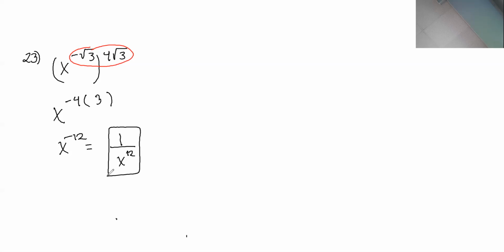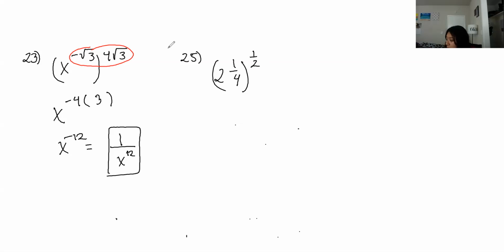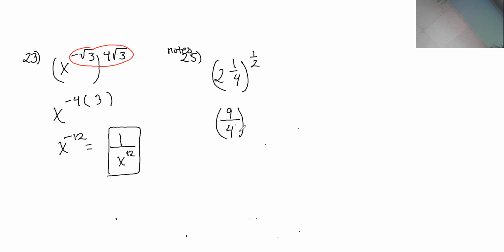Okay, I'm gonna leave that one up there since I have room. And the next one I'm going to do is 25. 25 is 2 1/4 raised to the 1/2. And in order to do this, I need my base, my 2 1/4, to be a fraction. And this one I did do in notes. I'll go ahead and finish it since I started it. I'm going to multiply 4 times 2 plus 1, and what does that give me? 9 over 4. 9/4 raised to the 1/2.